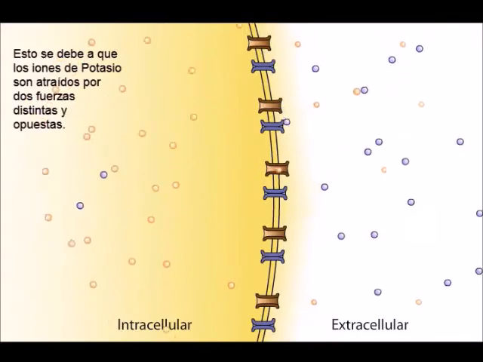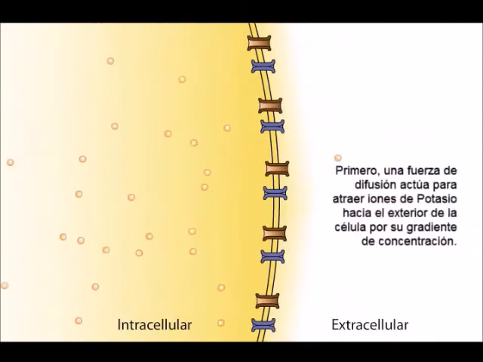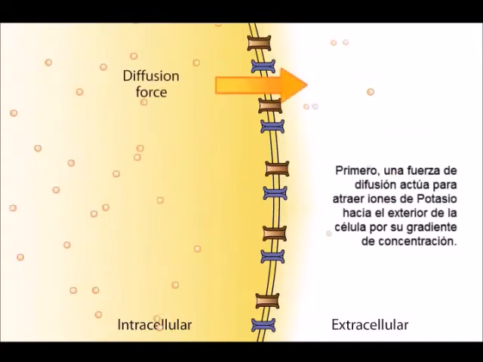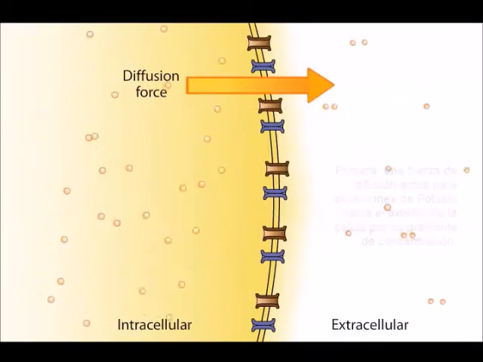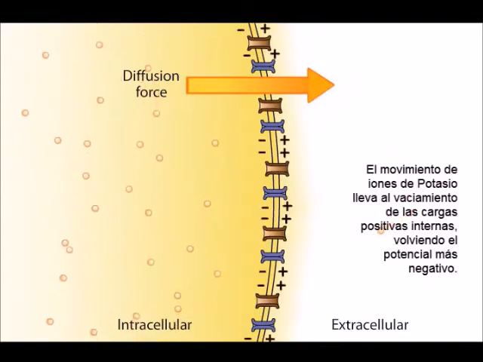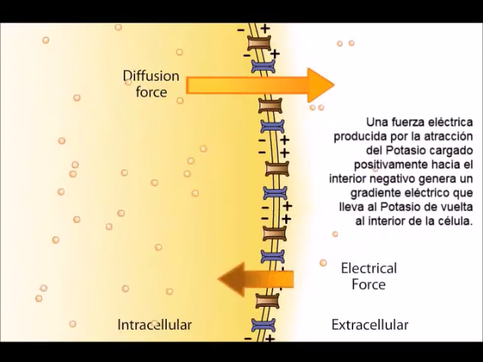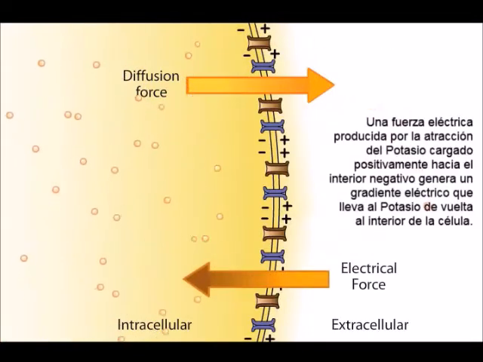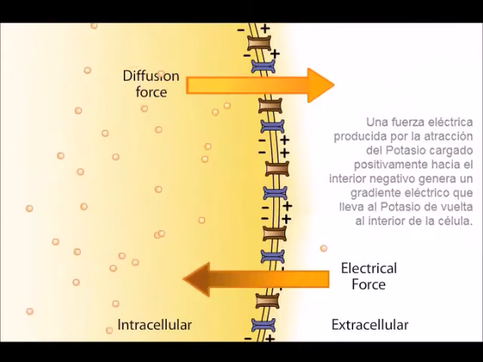This is because the potassium ions are pulled by two different and opposing forces. First, a diffusion force acts to pull potassium ions down their concentration gradient toward the exterior of the cell. The movement of potassium ions out of the cell results in a depletion of the internal positive charges, causing the potential to become increasingly negative. An electrical force, produced by attraction of the positively charged potassium ions toward the negative cell interior, generates an electrical gradient that pulls potassium back into the interior of the cell.